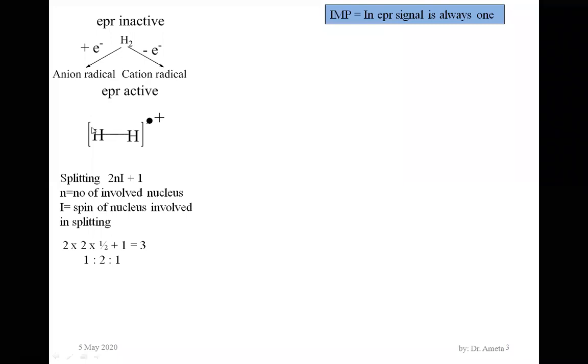So in case of H2, there are two hydrogens or two nuclei. That's why the value of n will be 2, and the spin is always half for hydrogen. So that's why the I value will be half. When we solve 2nI plus 1 by putting the values of n and I, we get 3 lines in case of the H2 radical, and the intensity ratio is 1 is to 2 is to 1.